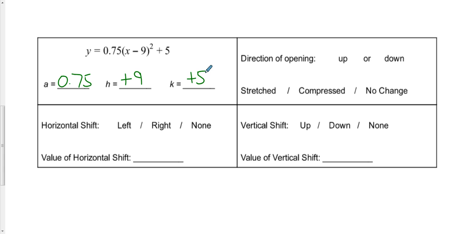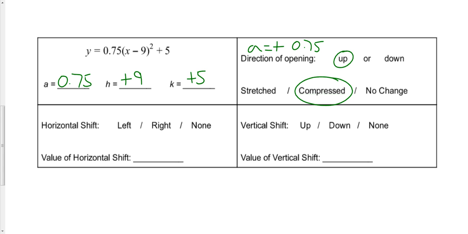So again, our A value is a positive number, positive 0.75. Because it's positive, that means it's going to open up. Because the A value is between 0 and 1, so bigger than 0 but less than 1, that means that the parabola is going to be compressed. That means it's squeezed down and made wide relative to the parent form of the parabola.